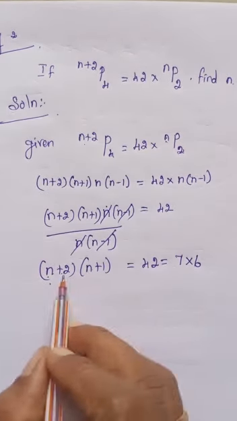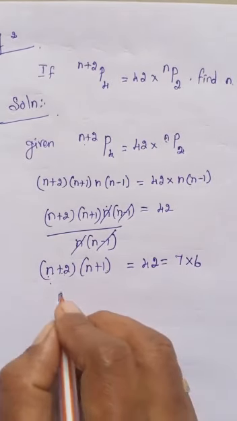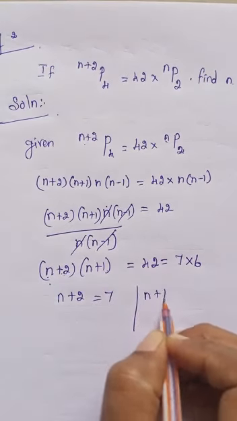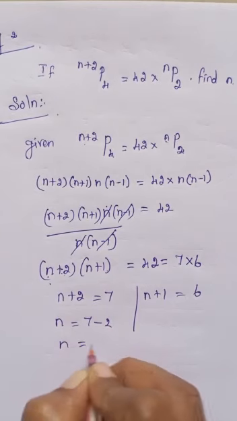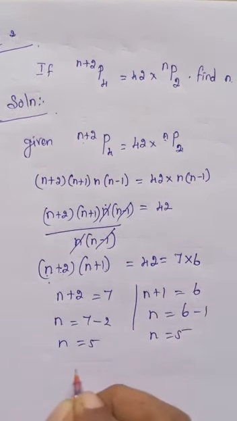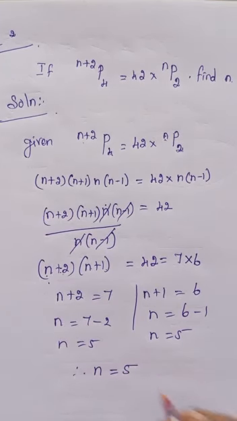Here also the next number, isn't it? That is why I wrote it. Now equate it. n plus 2 is equal to 7, biggest value to biggest. See, n is equal to 7 minus 2, n equal to 5. Here also if you equate, we will be getting n equal to 5. Therefore, the answer is n is equal to 5. Simple only, no?